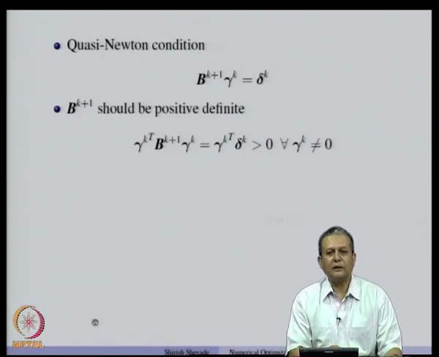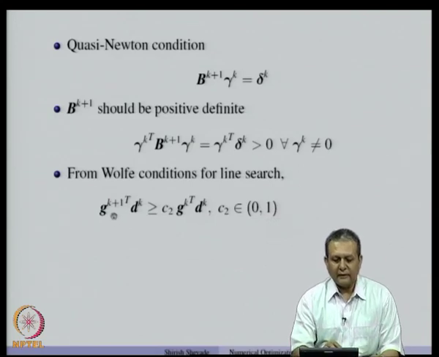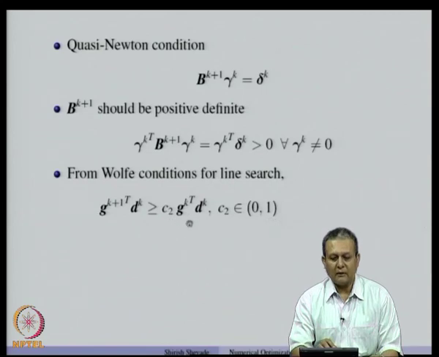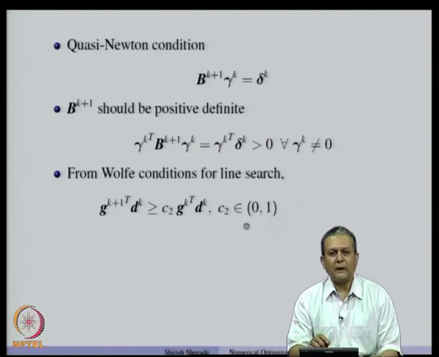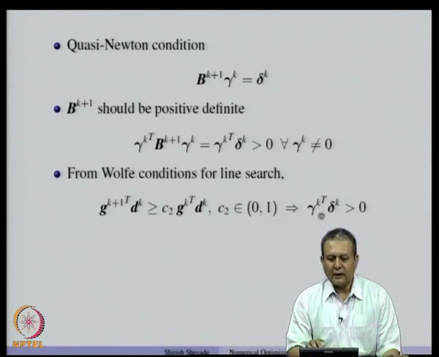We have already seen that if Wolfe's condition is satisfied in line search, then we have this expression gk plus 1 transpose dk greater than or equal to c2 gk transpose dk, where c2 is a positive fraction. In fact, truly speaking, if the Armijo condition is also satisfied, and if c1 is a constant corresponding to the Armijo condition, then c2 is in the open interval c1 to 1. Here I have just indicated it to be in the open interval 0 to 1, because that is what we need for this purpose. Now, if we use this condition, then we can write that gamma k transpose delta k is greater than 0, because we just have to subtract gk transpose dk from both the sides, and that will result in gamma k transpose delta k greater than 0. So, if Wolfe conditions are satisfied in a line search, then this is satisfied, and therefore, we have Bk plus 1 to be positive definite.